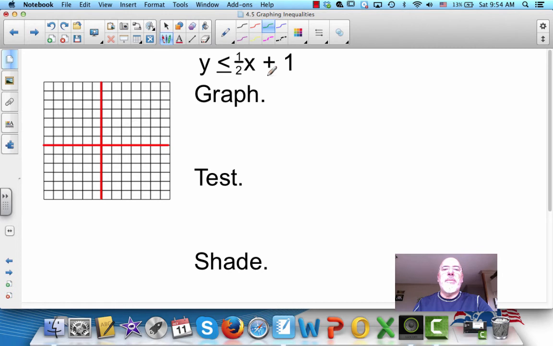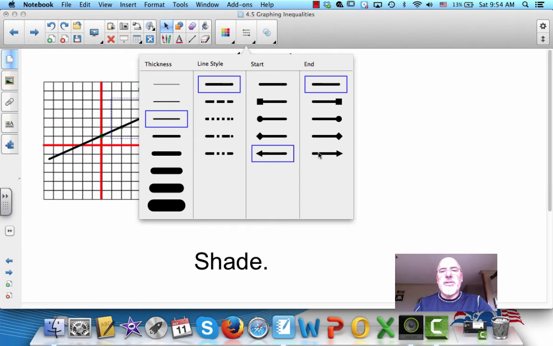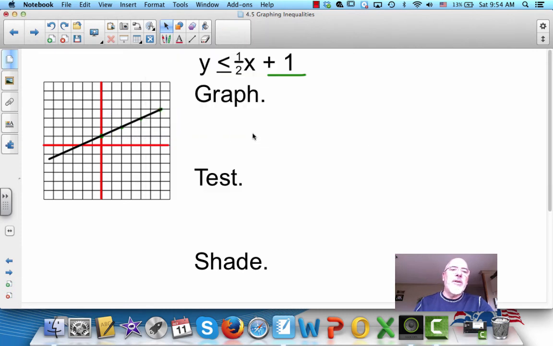We've got a y-intercept of 1, and we've got a slope of 1/2. That means we're going to go up 1 and over 2. Up 1 over 2. Up 1 over 2. And we draw our line. The line is going to be solid because it says or equal to. And the line is going to have its arrows on each end to indicate they're going forever.